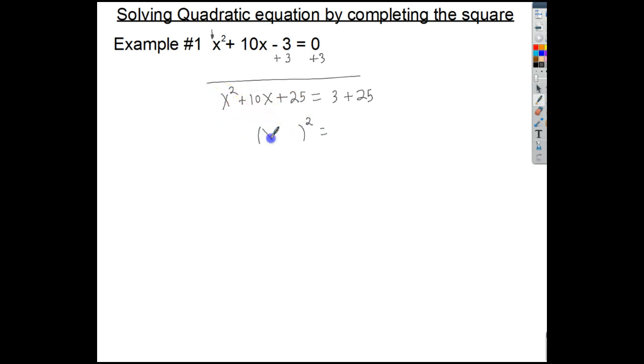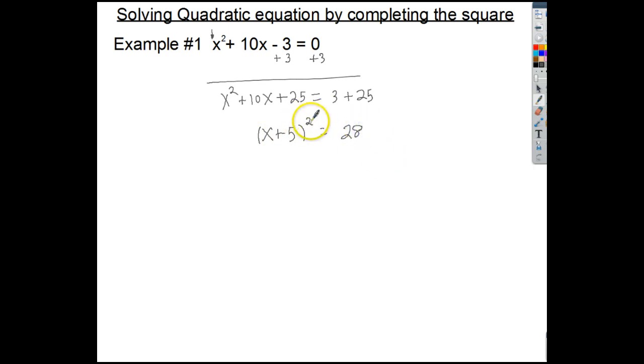The x without the squared, whatever this sign is, half of this. This is x plus 5 squared. Now over here when we add these numbers we get 28. So we have the equation x plus 5 squared equals 28.